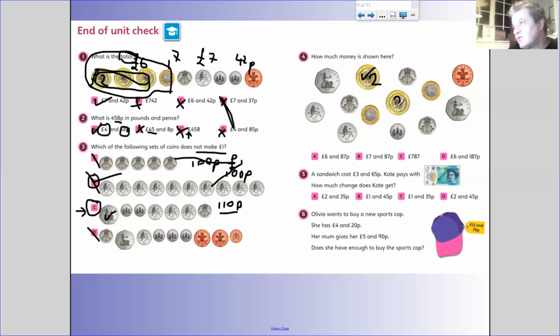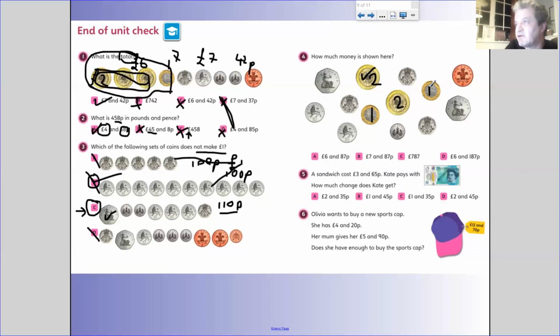2, 4, 5, there's another pound, 6. So I'm grouping the coins together. So I've got £6. Now I'm looking at the next biggest value coin.